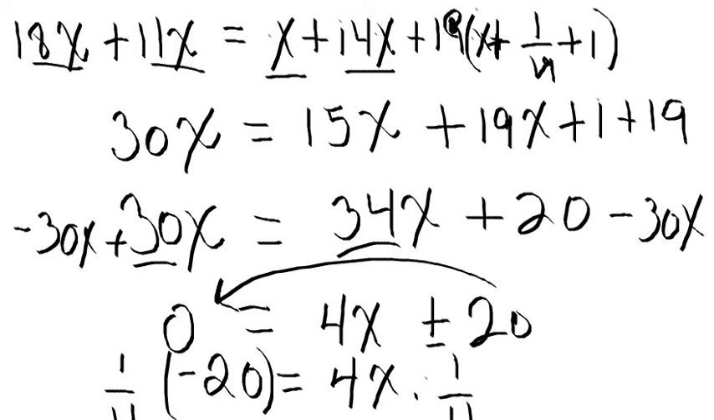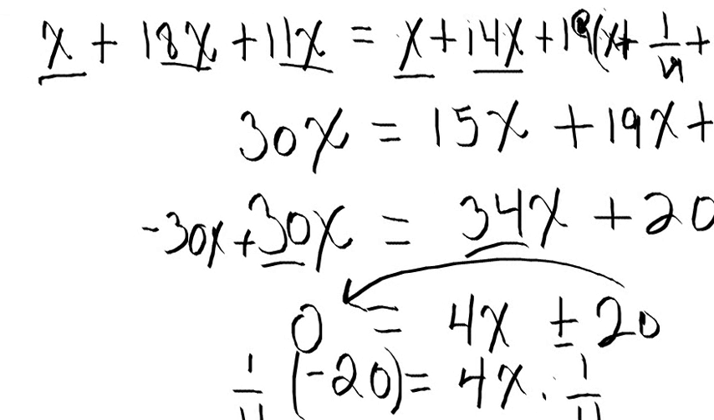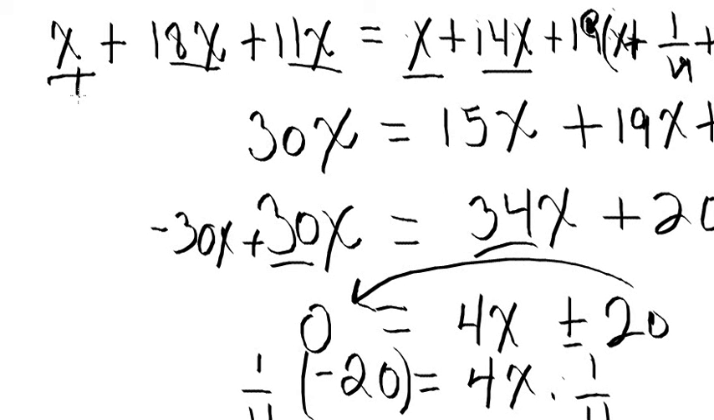And of course we can always come up here and plug our -5 into our x's, and the left hand side should equal the right hand side. Okay. Alright, one more problem and we're done for this section.